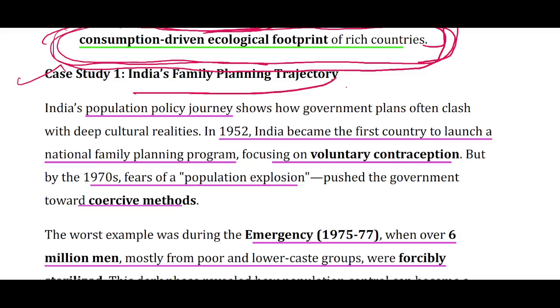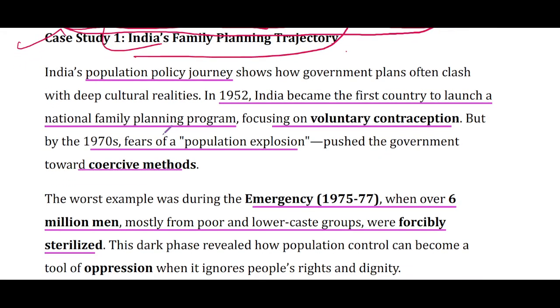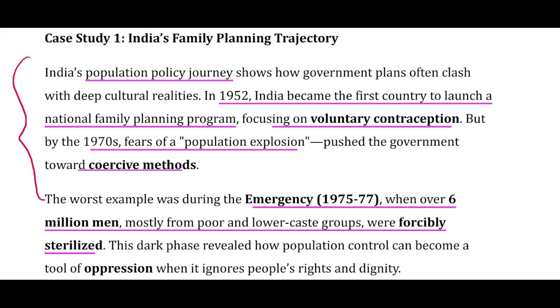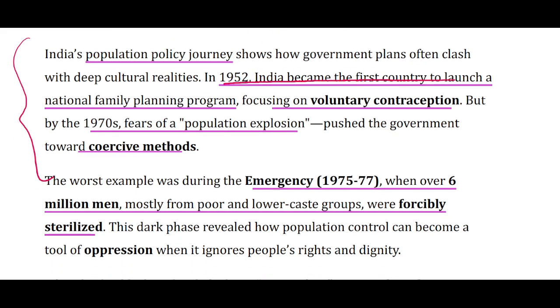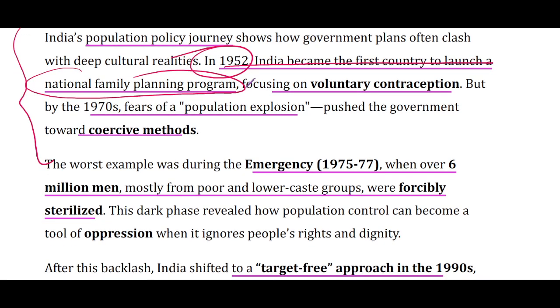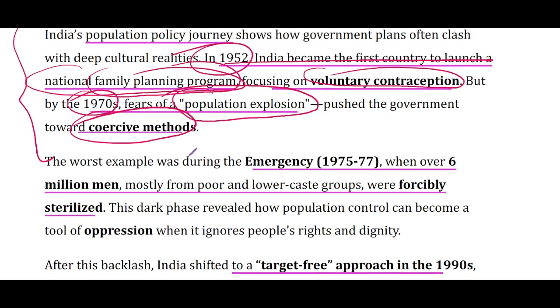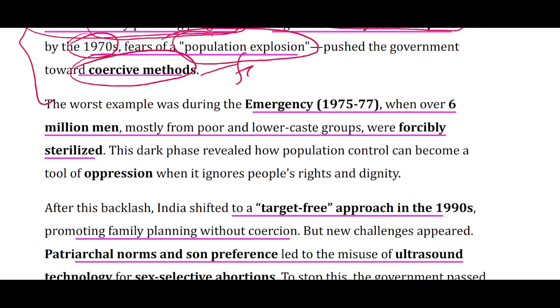Now case study. So first case study is about India's family planning trajectory. India became the first country to launch a national family program in 1952, just the time when the constitution came into picture. And this family planning program of that time focused on voluntary contraception. But by the 1970s, fear of population explosion pushed the government towards coercive methods. Coercive methods means force methods.